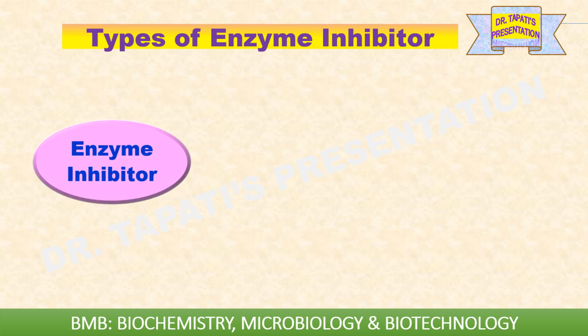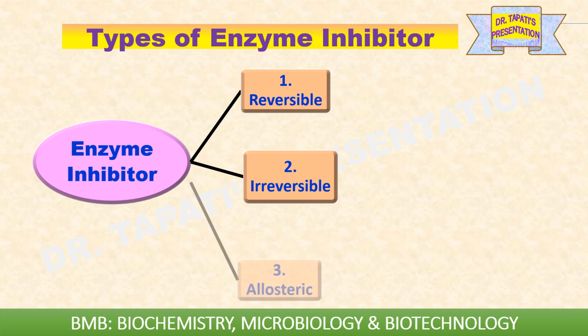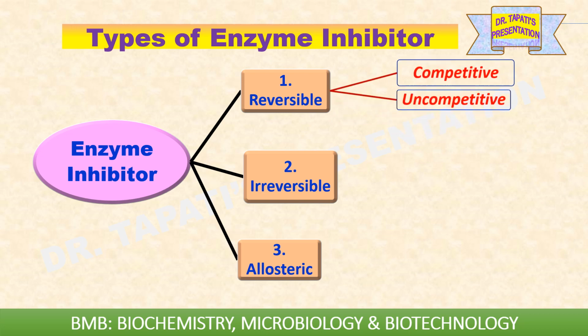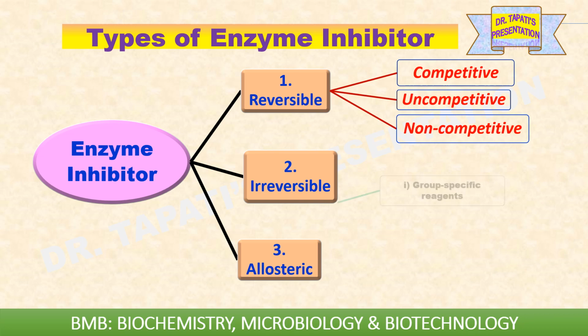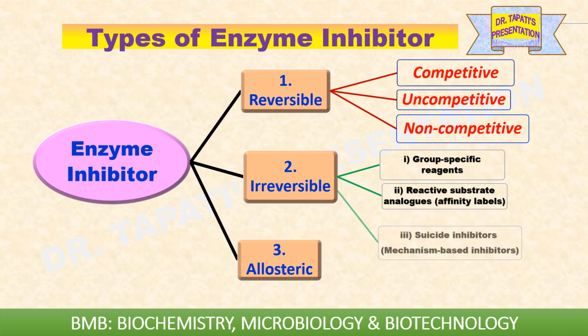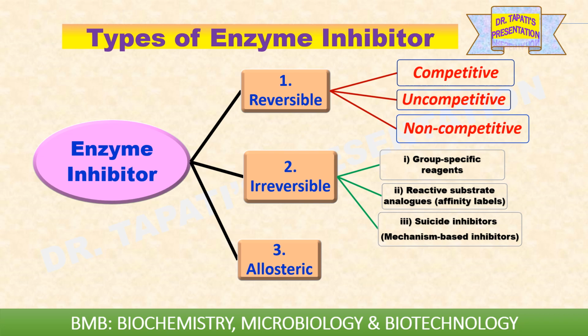There are three types of enzyme inhibitor: reversible, irreversible, and allosteric. Reversible inhibitors are of three types: competitive, uncompetitive, and non-competitive. Irreversible inhibitors are also categorized into three groups: group-specific reagents, reactive substrate analogues, and suicide inhibitors. Allosteric enzymes are classified into two classes, K class and V class.